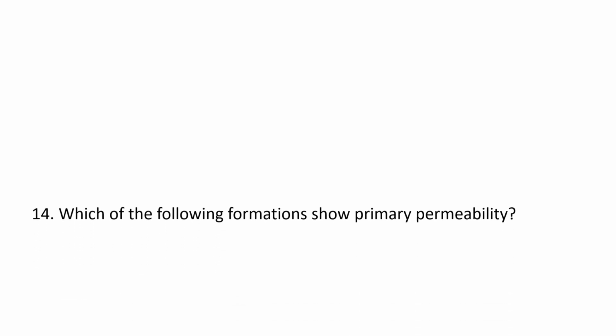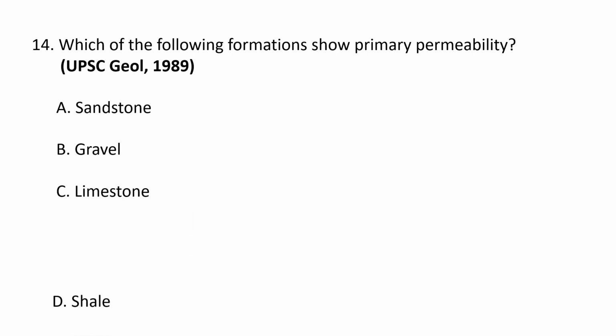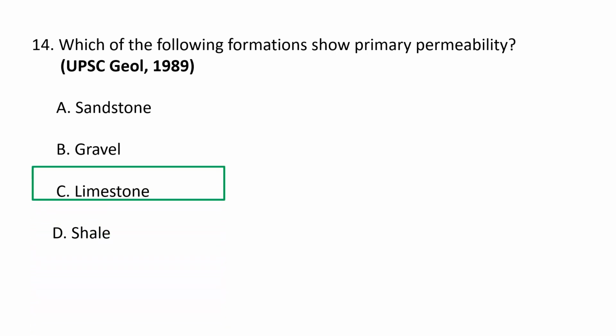Next question. Which of the following formations show primary permeability? A. Sandstone, B. Gravel, C. Limestone, D. Shale. Generally, the primary permeability is present in the gravel.